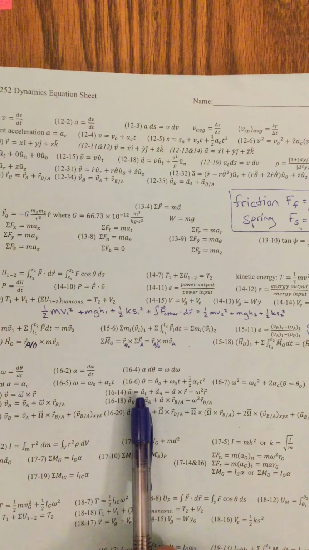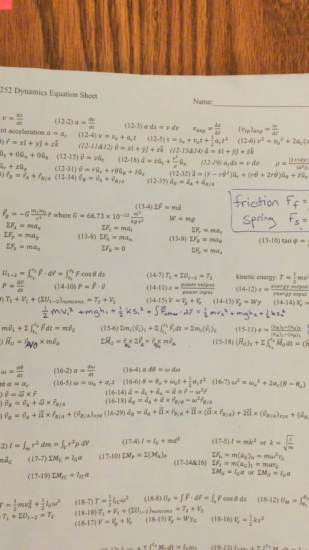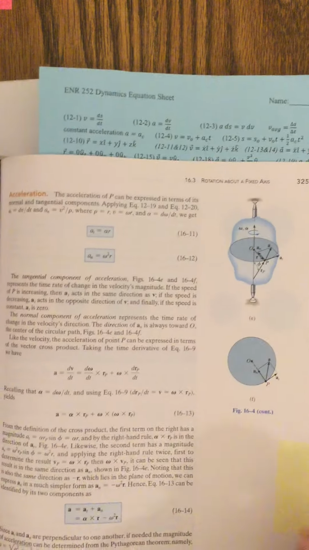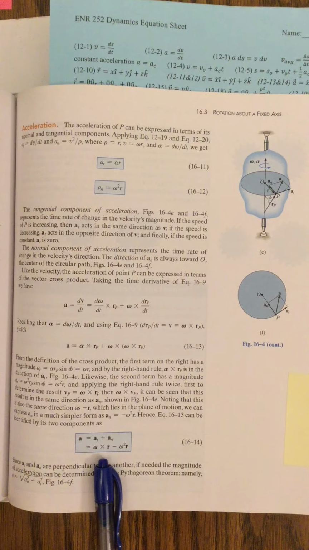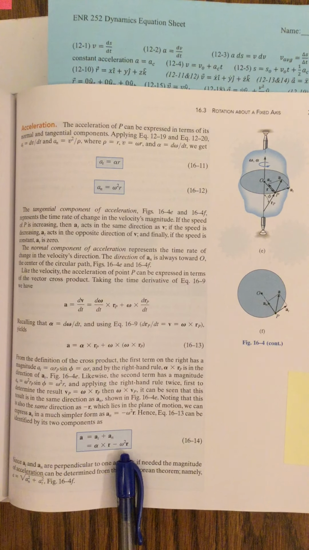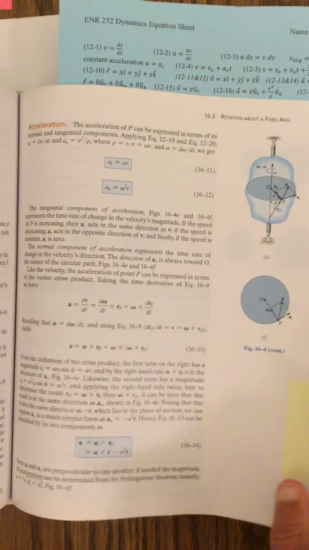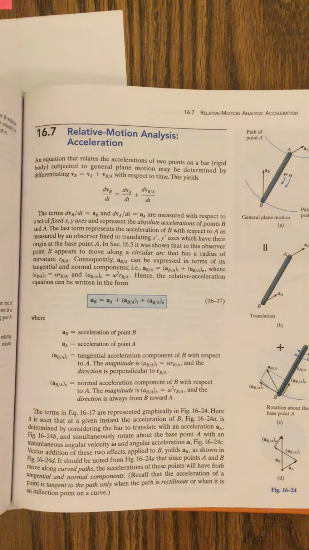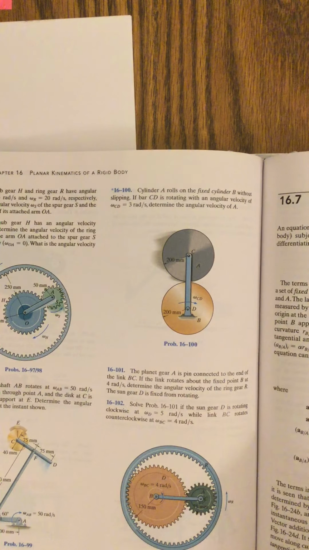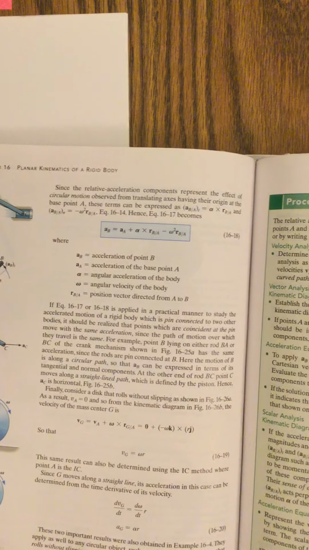Then, using equation 16-14, which we had back here, you have a tangential component and a normal component. So if you replace the tangential and normal components with what we have here, that gives us on the next page equation 16-18.